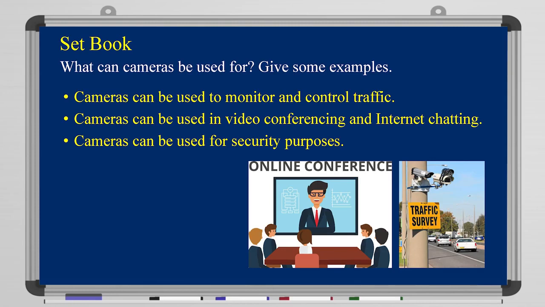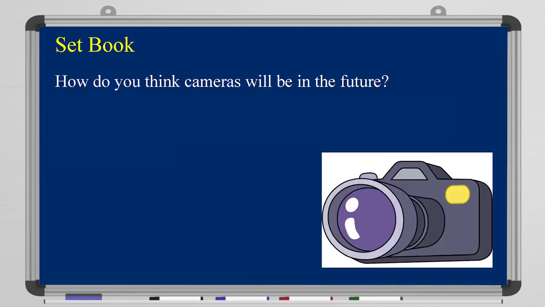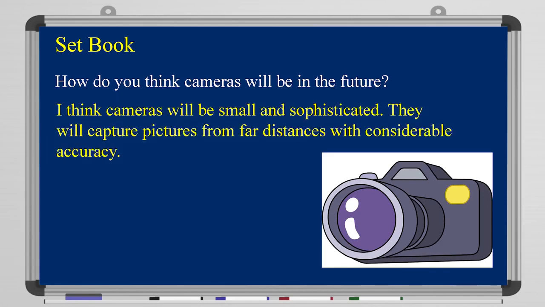So let's look at the next set book question. How do you think cameras will be used in the future? Or how do you think cameras will be in the future? So what are the features that it's going to have? Well, I think cameras will be small and sophisticated. They will capture from far distances with considerable accuracy.